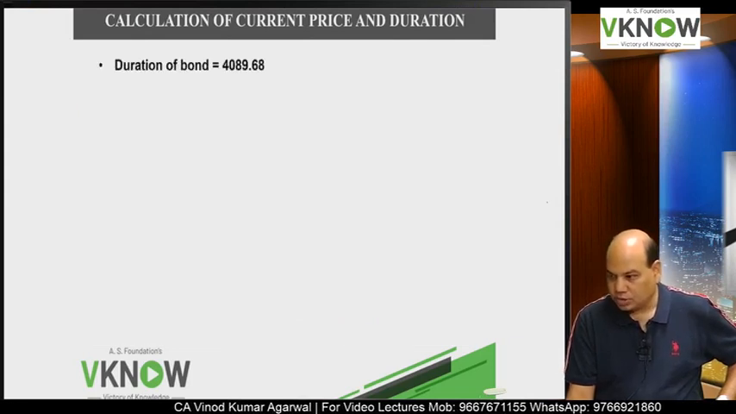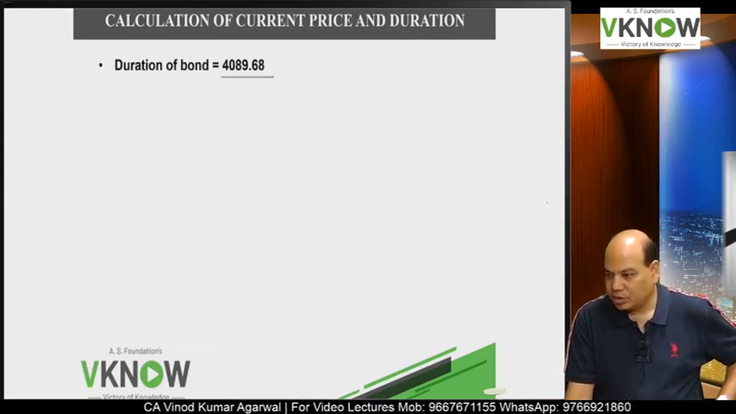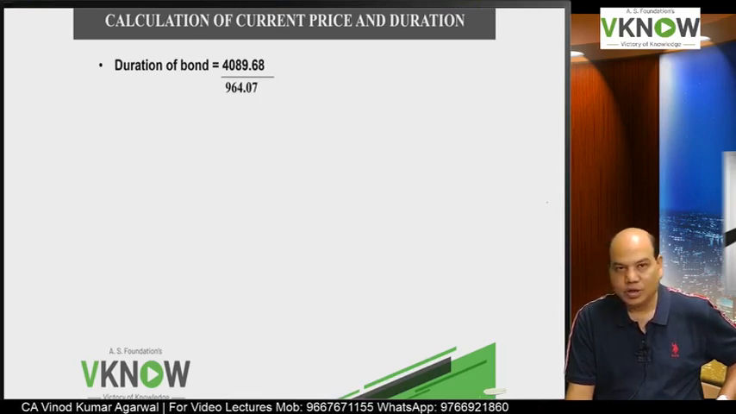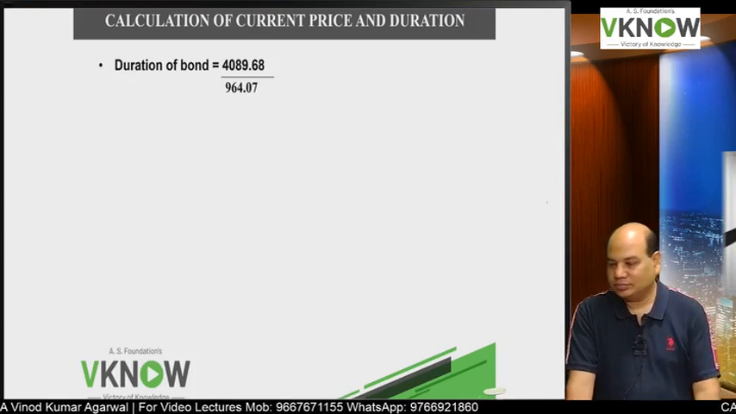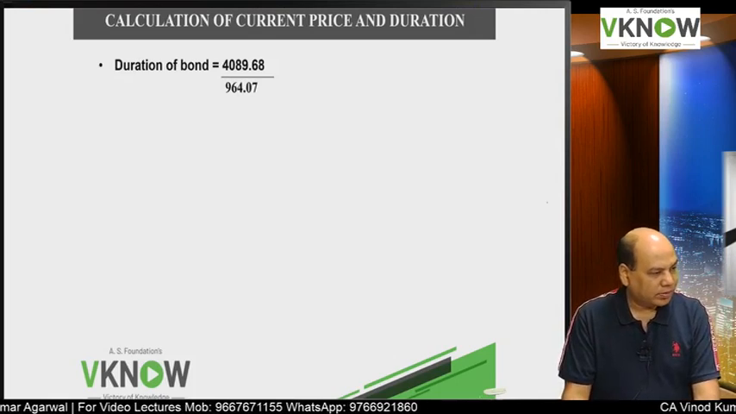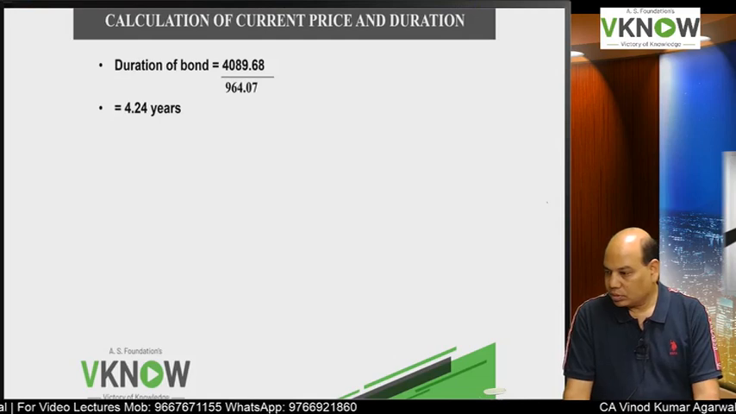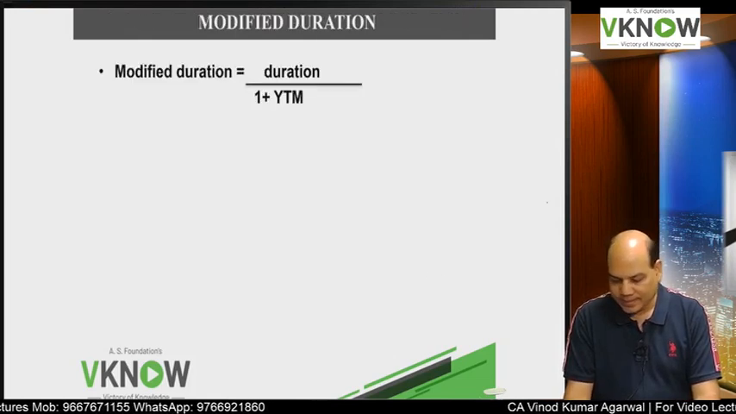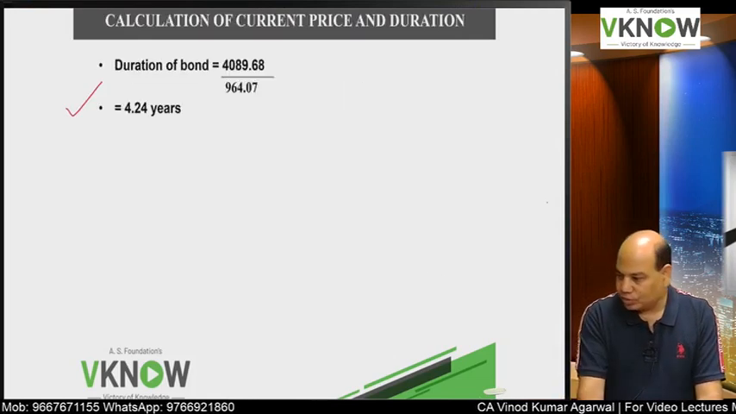So now write down duration. Duration of the bond is equal to, take the total of last column 4089.68 divide by 964.07. Approximately what is the answer now? Is it 4.24 years? Yes or no? So 4.24 years is right.